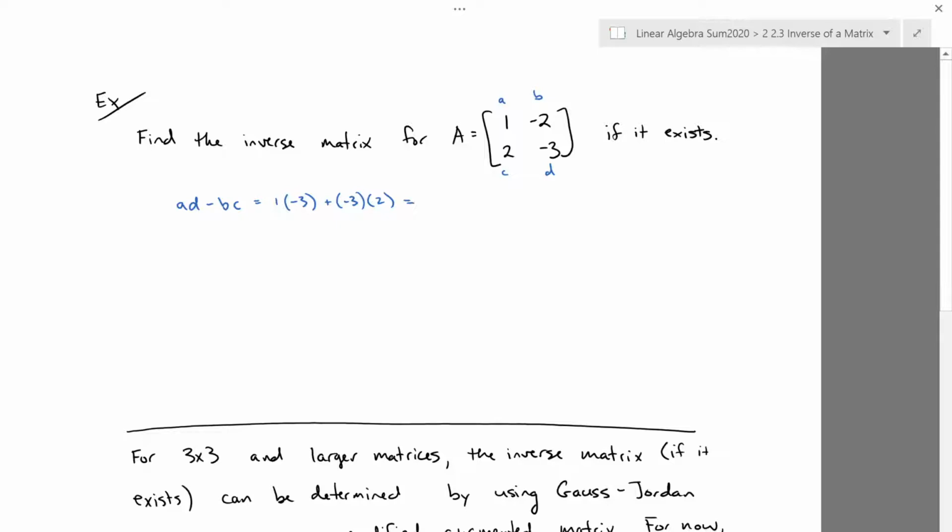Oh, sorry. B was negative 2, right? So negative 2 times 2. So that's AD minus BC. Okay, so what do we get? AD is negative 3, and this should be a minus. So negative 3 minus a negative 4, which is negative 3 plus 4. So AD minus BC is equal to 1.